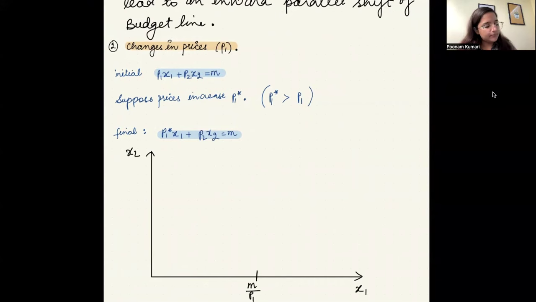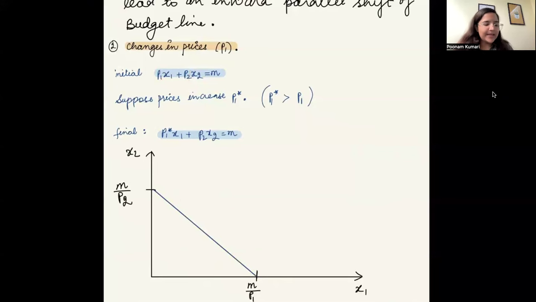Fine. Yes, ma'am. Now let's do the second thing. When this is 0, what is x2? M by P2. M by P2. Very nice. So M by P2. Very good. Now we have drawn this. We'll just join these 2 points.